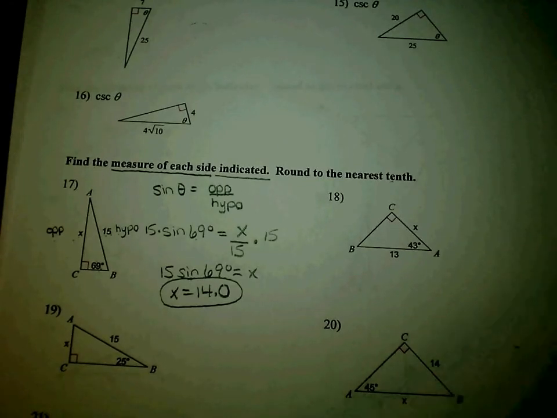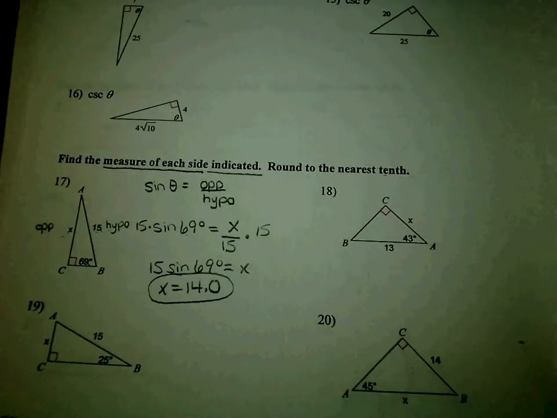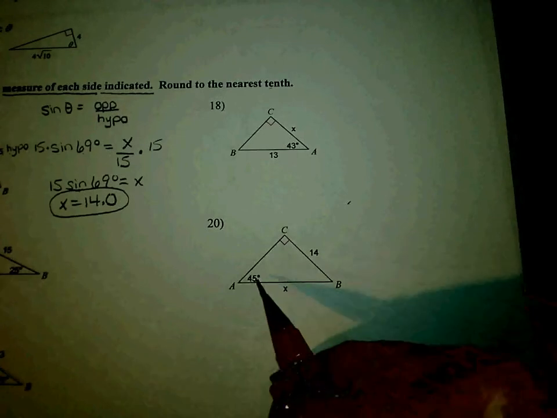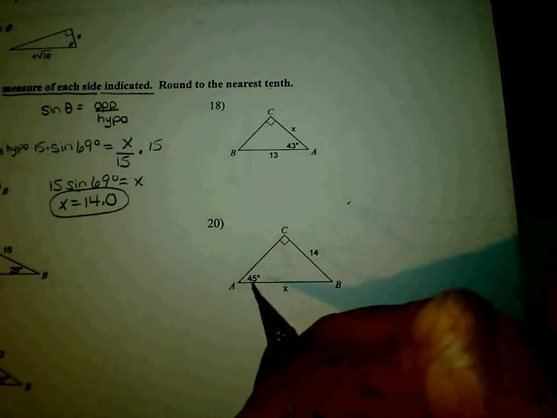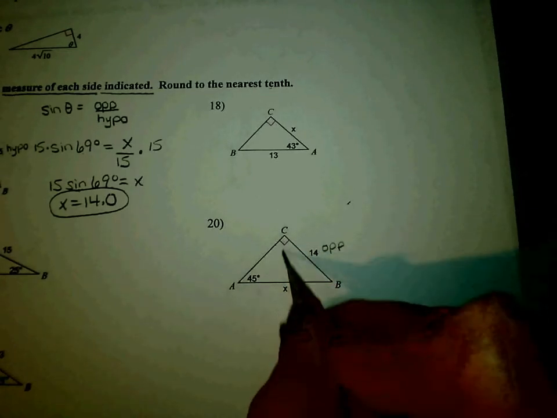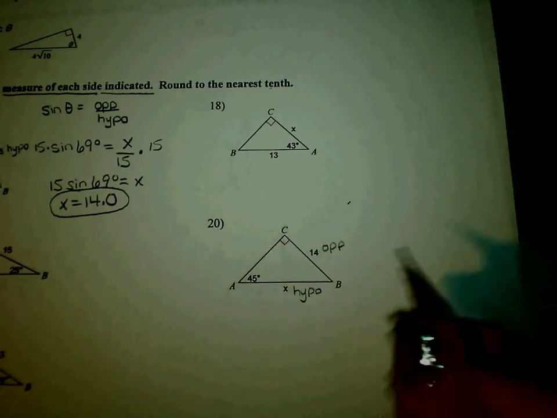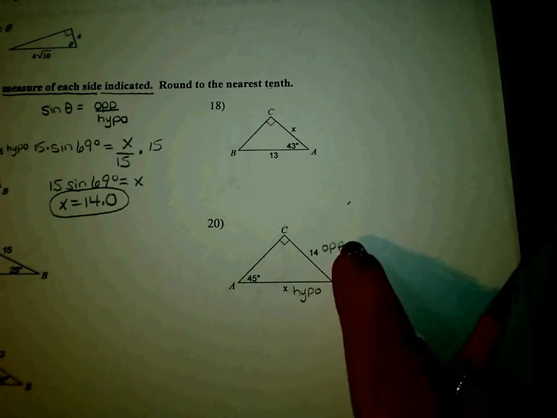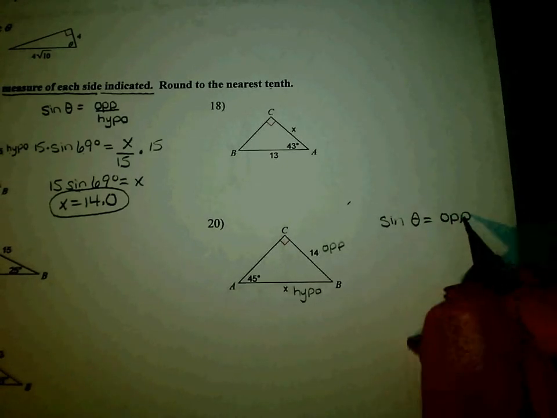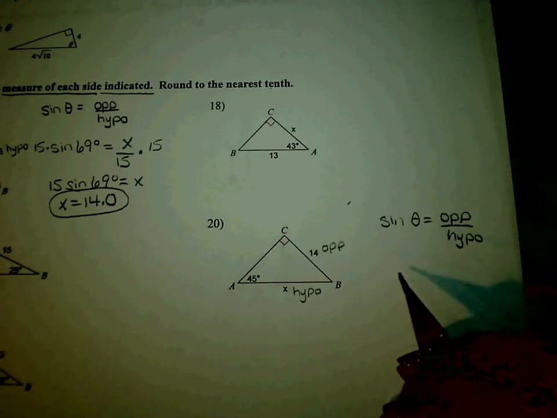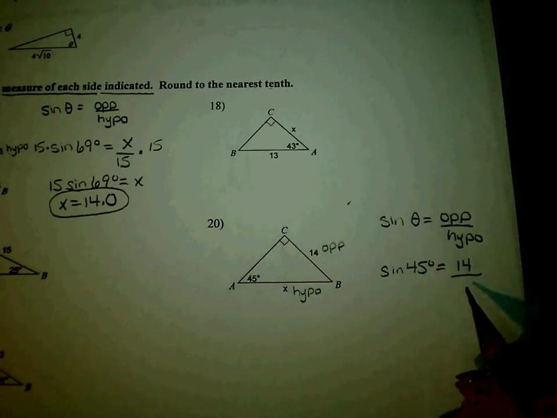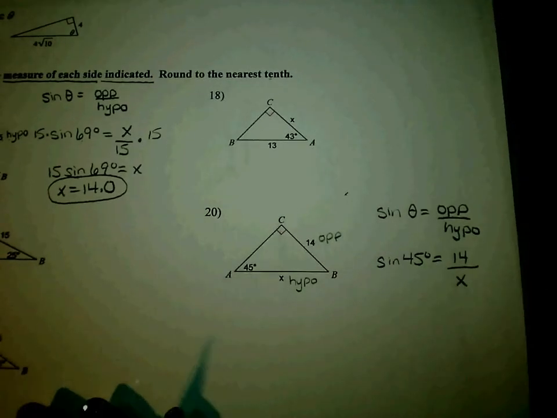Alright, I want to do another one. I want to do problem number 20. So I've got to figure out which of the three I need. Right here's my angle, and I label them. That one is straight across, it's the opposite. This one is straight across from the 90, so it's the hypotenuse. So again, which of the three do I use? Sine. So I write my formula. Now I start filling in. The sine of 45 degrees equals the opposite, which is 14, over the hypotenuse, which I don't know, it's x.